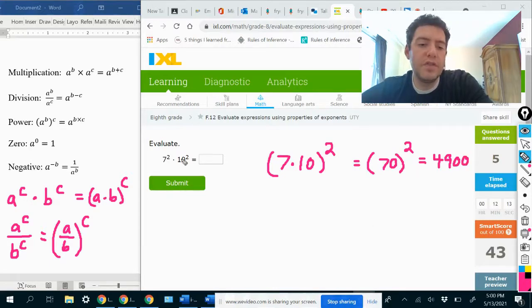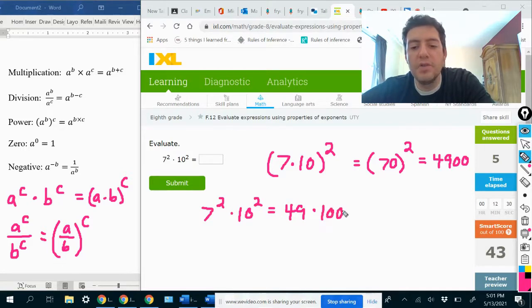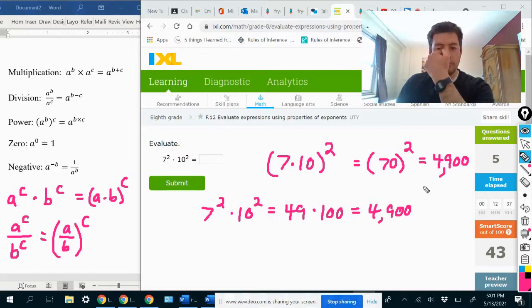Okay, or you could have just evaluated this without using any rule whatsoever. So 7 to the second power times 10 to the second power, 7 to the second power means 7 times 7, which is 49. 10 to the second power means 10 times 10, which is 100. So we have 49 times 100, which is 4,900. Okay, I can put a comma there also. Yeah, so did using this rule save us so much time for that problem?